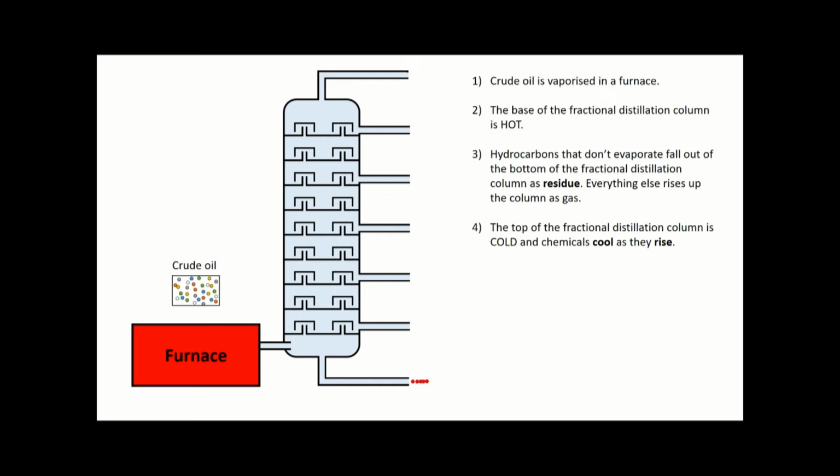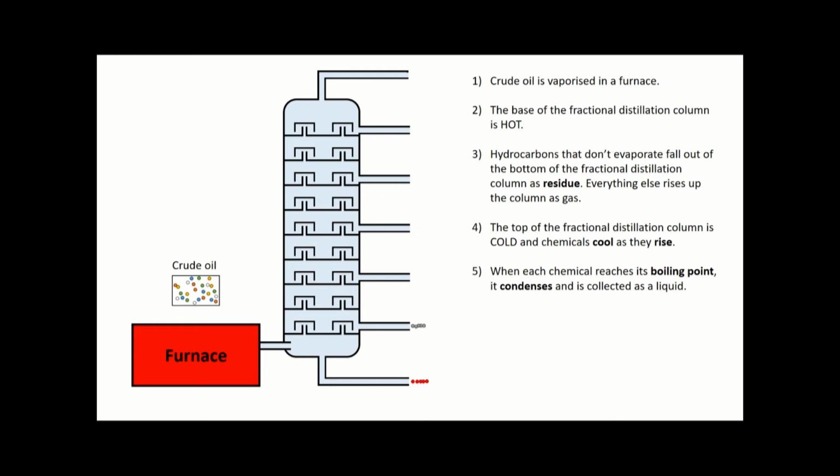And so if we have a look at the grey particles here, they're going to cool as they rise, and when they get to their boiling point, they will cease to be a gas, and they will turn back into a liquid, and they will condense. So the grey particles are going to go through here, they're going to rise to this first step, and they're going to condense into a liquid and be collected.